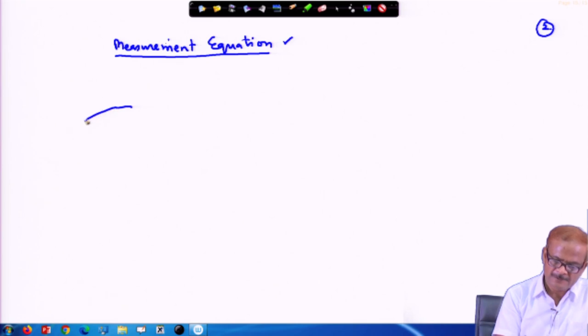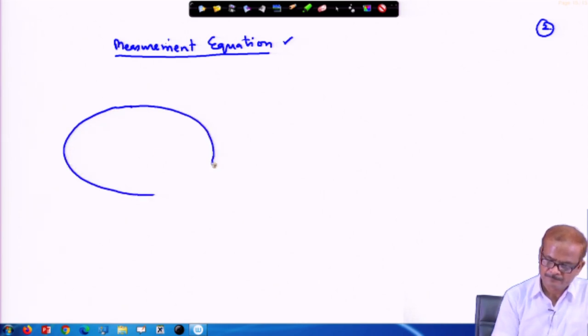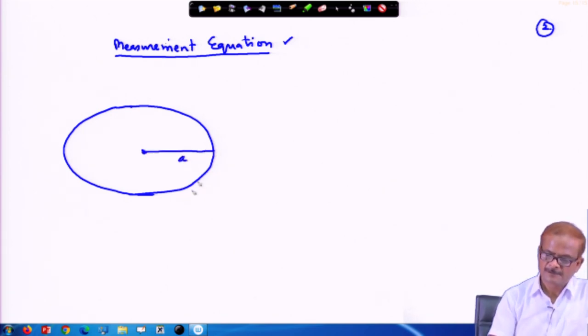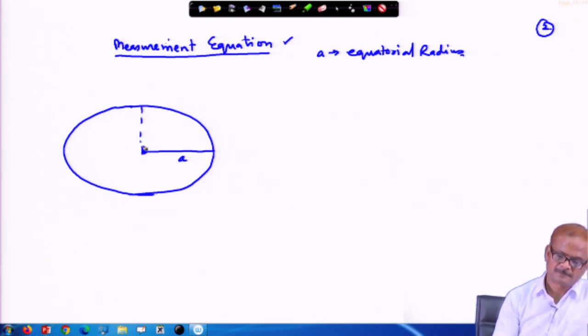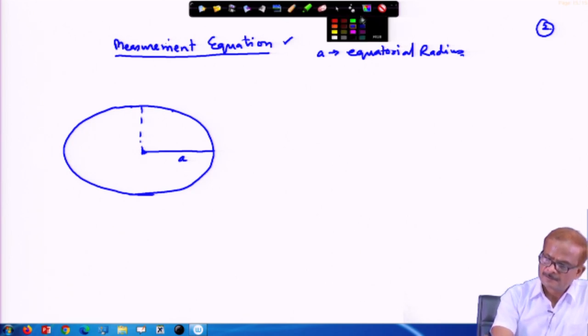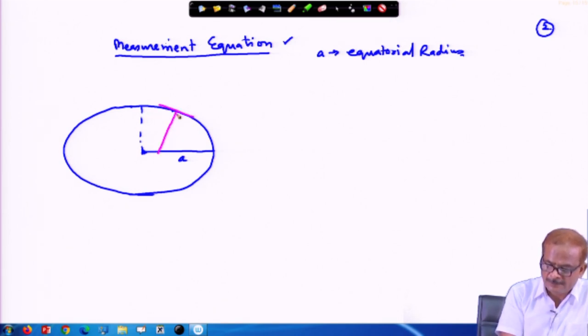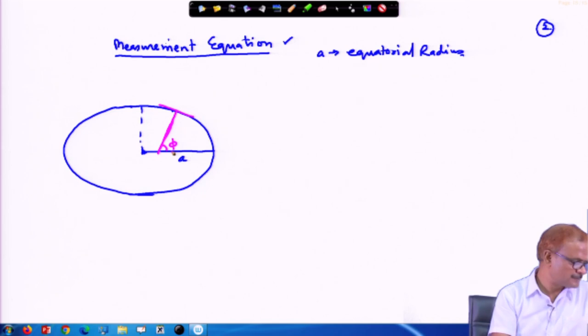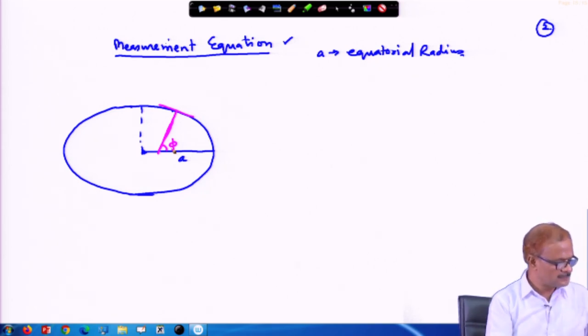Say our earth is a little flattened. From here to here, let us say this distance is a, and this is called the equatorial radius. And at the pole it is flattened. You may be situated somewhere here. So, this is tangent to this, and if we draw a perpendicular at this point, it will come to this point, and this angle we can write as phi.